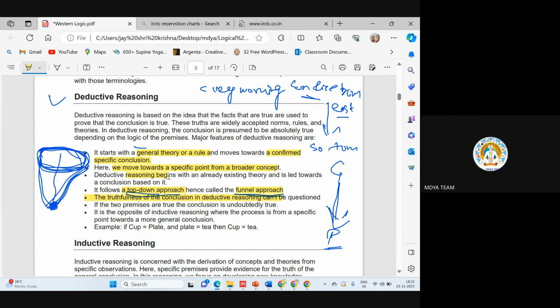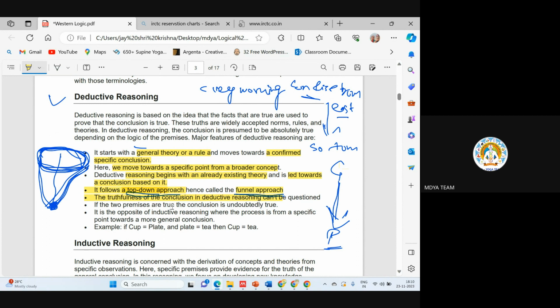Deductive reasoning begins with an already existing theory. Means you are first giving an already existing theory and it leads towards a conclusion based on it. Again, same example, you start with an already existing theory, like sun rises from east. This is an already existing theory, and it leads towards a conclusion based on it. Tomorrow morning sun will also rise from east.